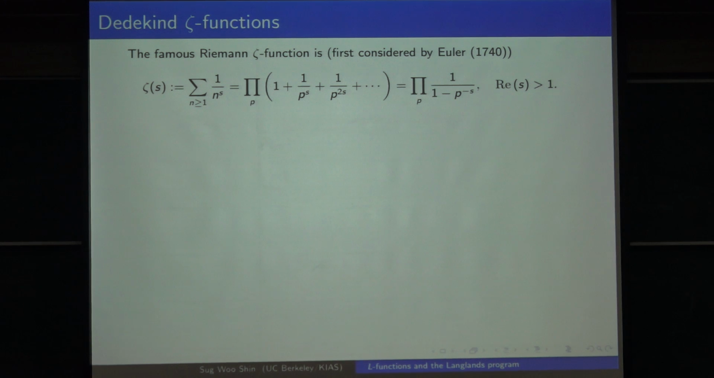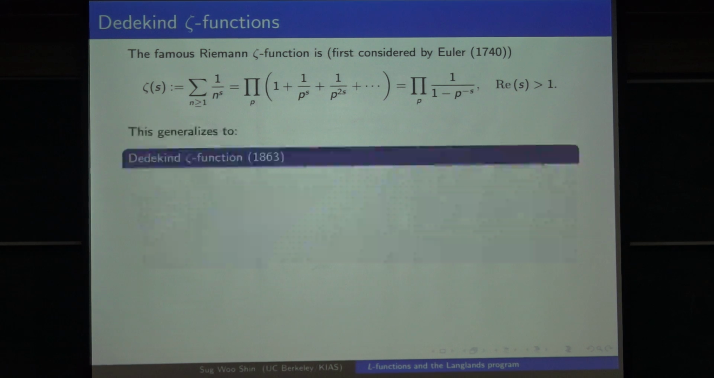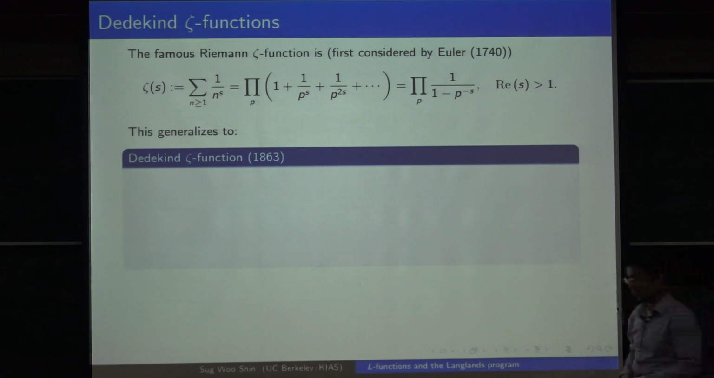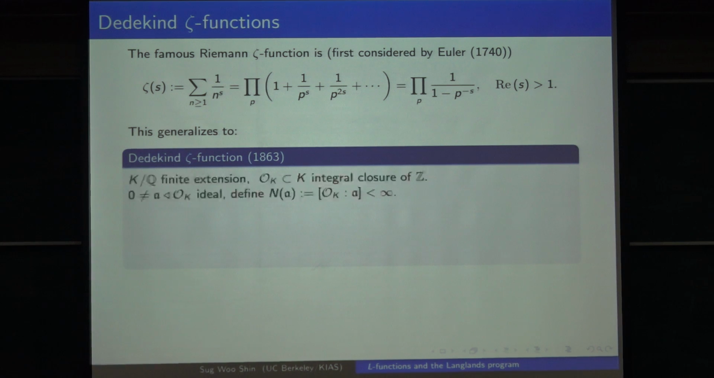In fact, the zeta function was first considered by Euler as early as 1740. Riemann was more of a mid-19th century person. And it was generalized to the Dedekind zeta function. What is it? It came out much later.